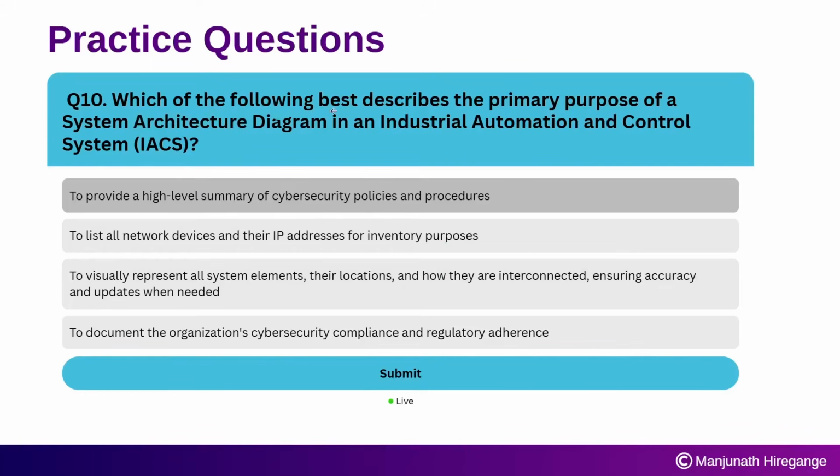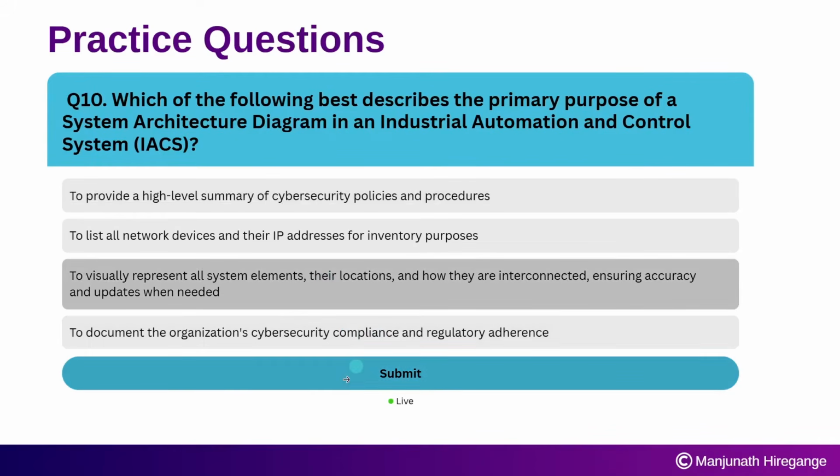Question number 10. Which of the following best describes the primary purpose of a system architecture diagram in an industrial automation and control system? Options are: to provide a high level summary of cybersecurity policies and procedures; to list all network devices and their IP addresses for inventory purposes; to visually represent all system elements, their location, and how they are interconnected, ensuring accuracy and updates when needed; to document the organization's cybersecurity compliance and regulatory adherence. So the right answer is C.